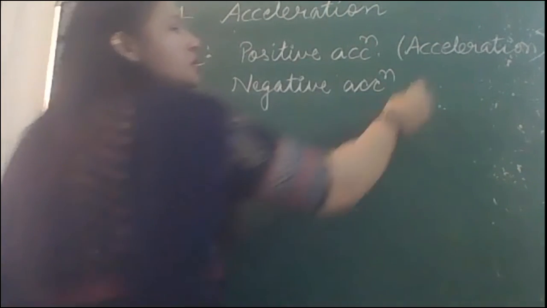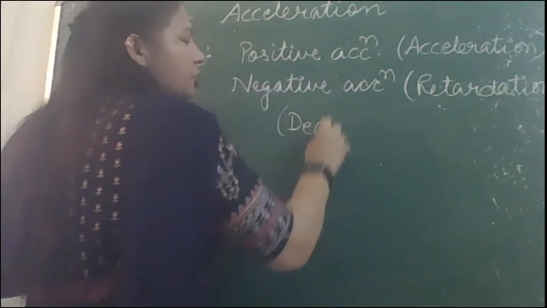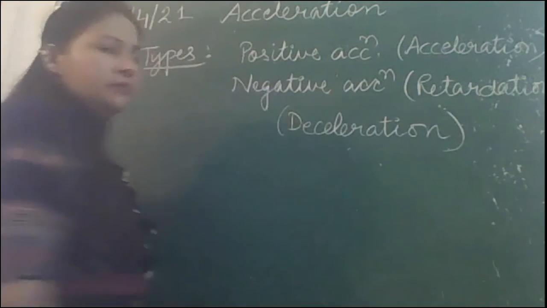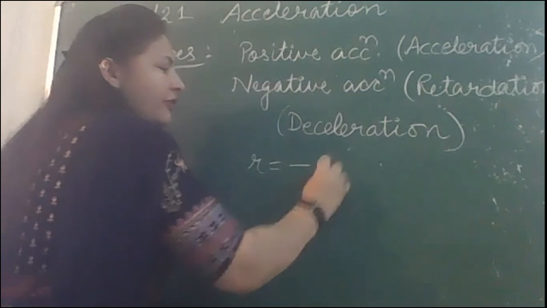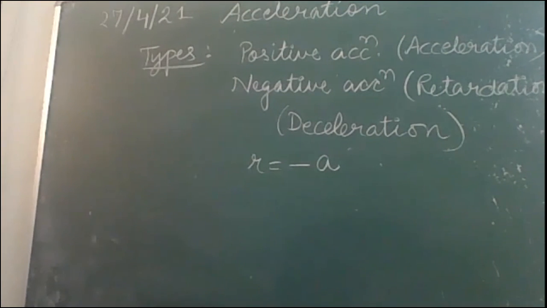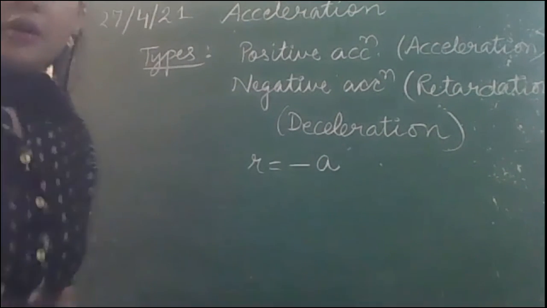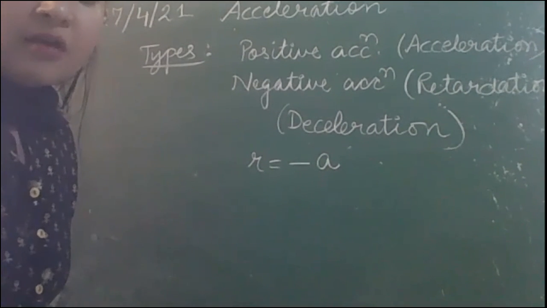And negative acceleration is also called retardation. It is also called deceleration. Negative acceleration. So retardation is negative of acceleration. Because it is negative acceleration, we can write retardation is negative of acceleration. All right, students. So these are basically two types of acceleration.